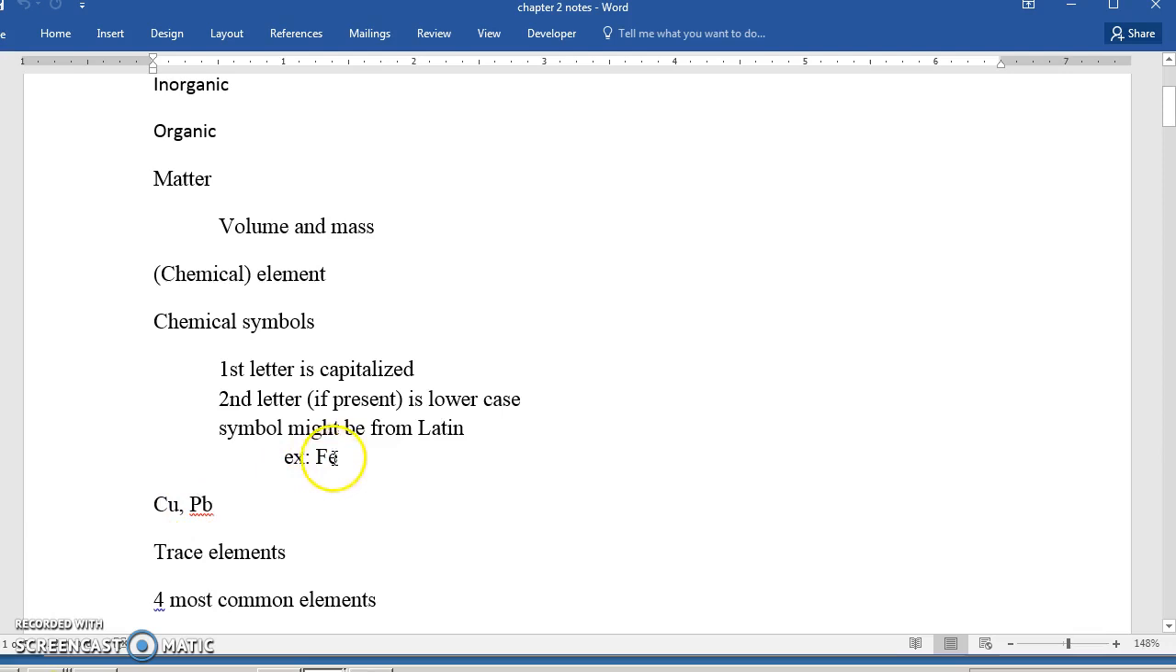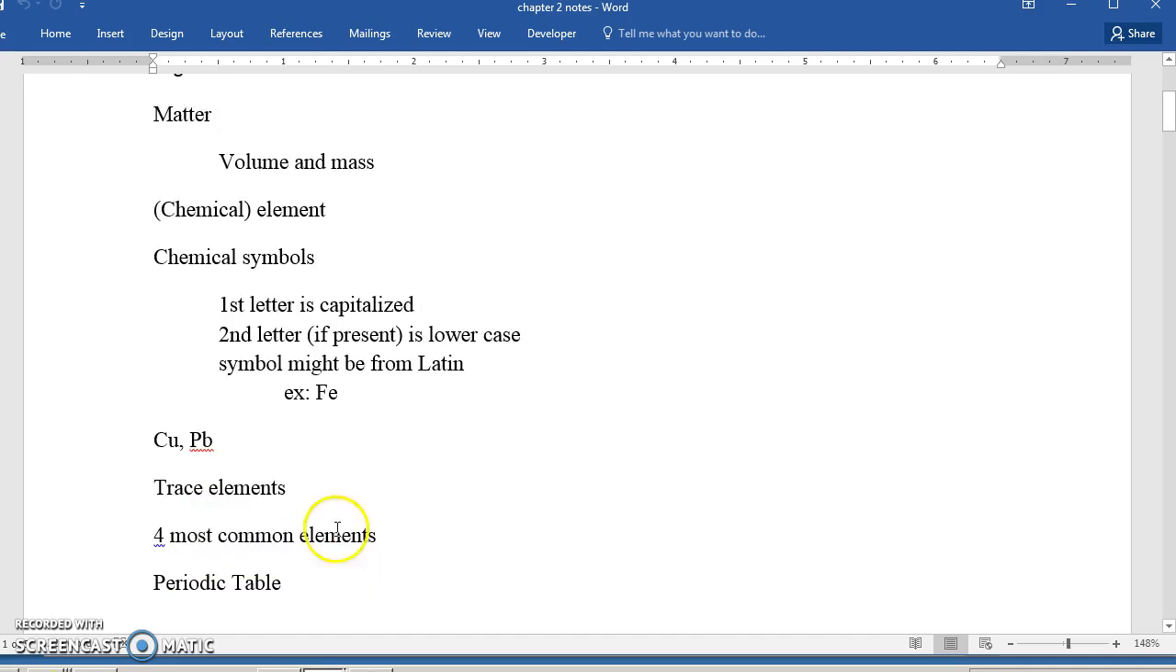So you can see those all have two letters. The first letter is capitalized, the second letter is lowercase. Don't have much to say about the trace elements, but the four most common elements that you should be very familiar with would be carbon, hydrogen, oxygen, and nitrogen. And those aren't necessarily in the order that they occur in living things, but those are the four most common elements, and you should be familiar with those: carbon, hydrogen, oxygen, and nitrogen.